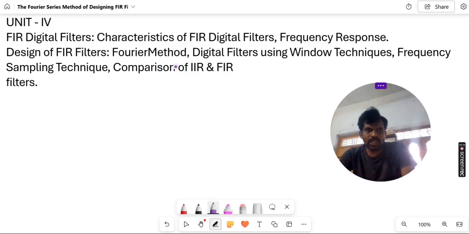In order to design these FIR filters, we are going to use either the Fourier series method or the digital filters using window techniques. With the help of these two and one more, the frequency sampling technique, we are going to design FIR filters. First of all, let us discuss this Fourier series method.